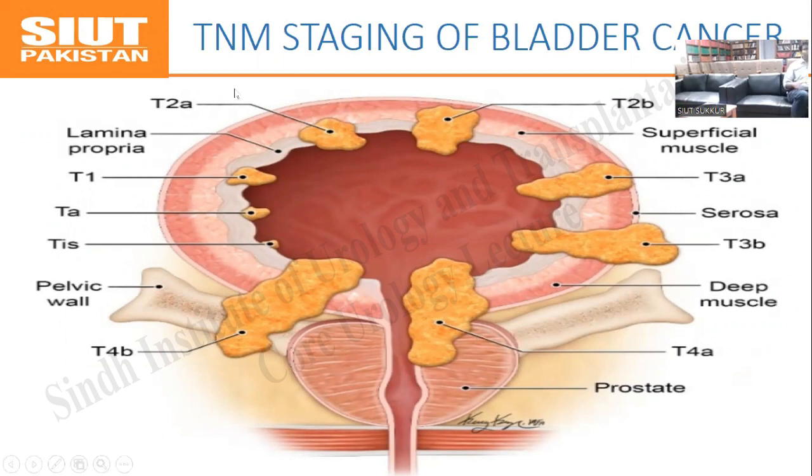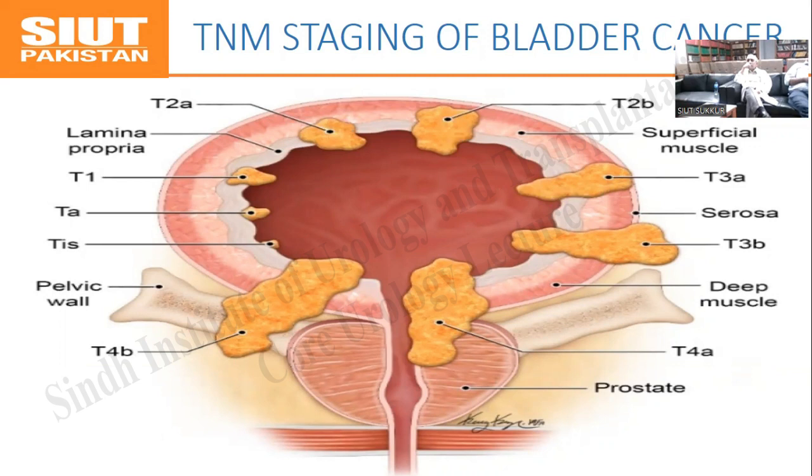As we see in this diagram, this is the detrusor muscle. This is its superficial layer, and this is its deep layer. So in T2a, it involves the superficial layer, and in T2b, it involves the deep layer. In T3, it involves the perivesical tissue. If it is microscopic, it is T3a. When it is macroscopic, or beyond the perivesical area, this is T3b.